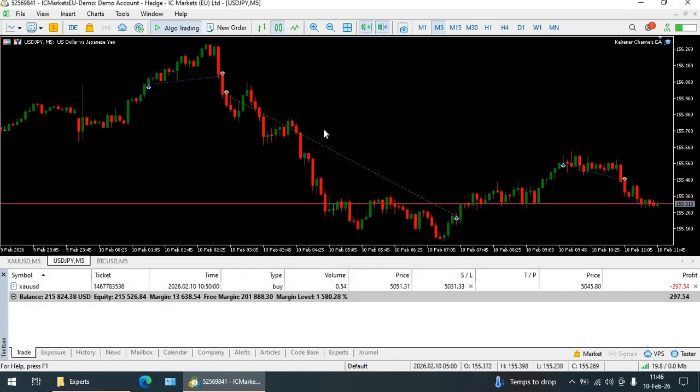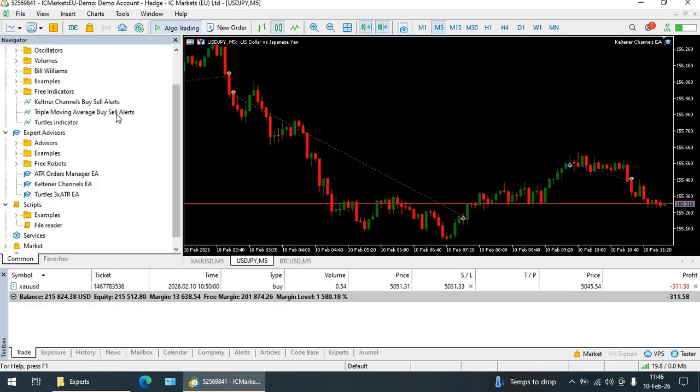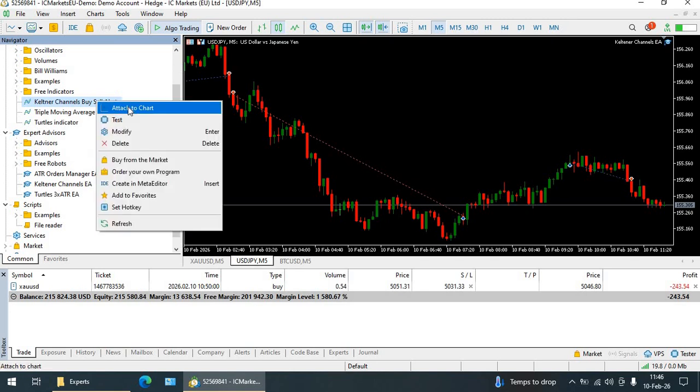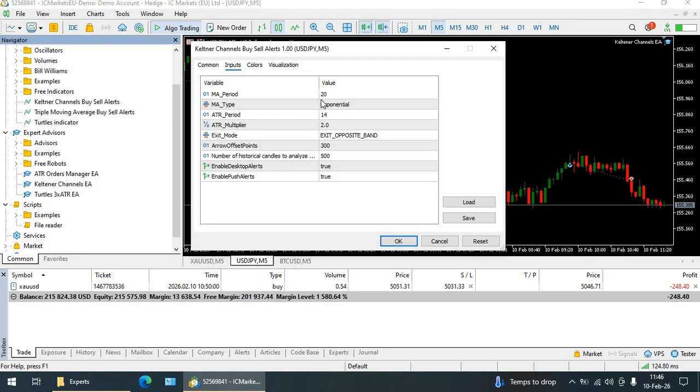So you saw the expert advisor settings. Now let's add the indicator to the chart. As I said, Keltner Channels buy sell alerts. The indicator can be found on my MQL5 seller profile account. Now attach it to the chart and let's use the same settings. Moving average period 20, type exponential, here ATR period 20, and we have only to change here to exit midline.